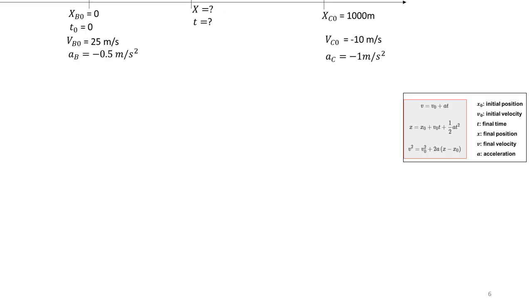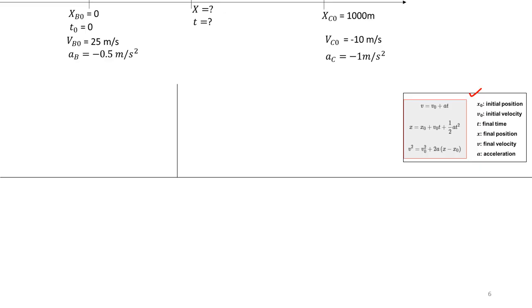We have to use these equations basically, right? Looking at the quantities which are given and the quantities which we need to find out, you have to choose the appropriate equation. And now we have two objects, so we have to write this equation separately. So bus and car, we are going to write this equation separately. So let's use this second equation.